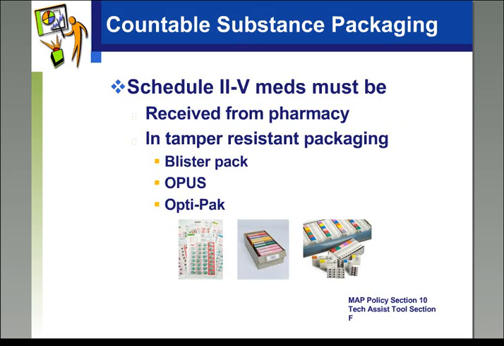Section F covers controlled countable substance packaging. You'll want to monitor the integrity of the packaging to ensure there's no evidence of tampering, such as tape or glue on a blister pack.